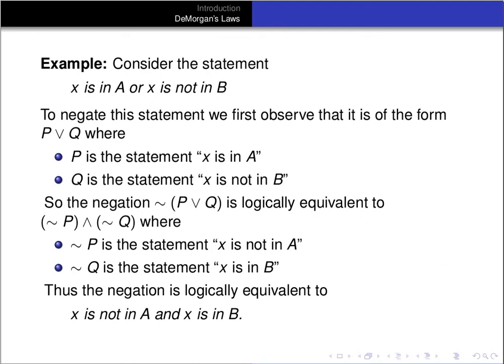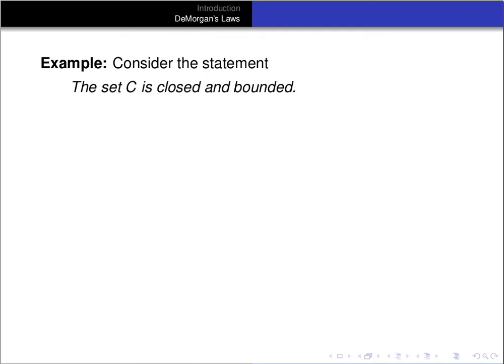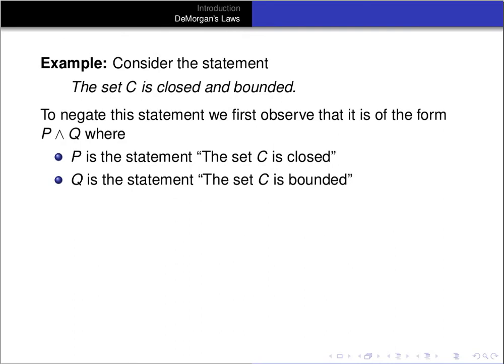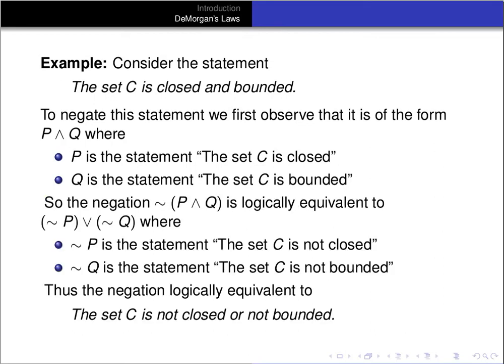Okay. So let's apply DeMorgan's laws to one more example. Consider the statement, the set C is closed and bounded. In this case, we have a statement of the form P and Q, where P is the statement the set C is closed, and Q is the statement the set C is bounded. So the negation not (P and Q) is logically equivalent to not P or not Q, according to DeMorgan's laws.